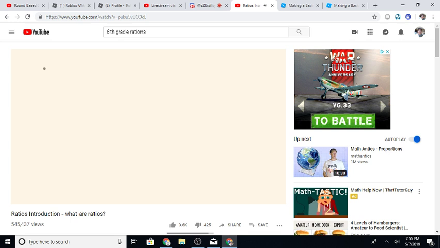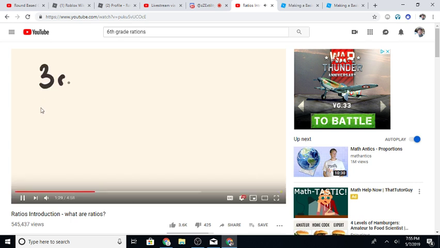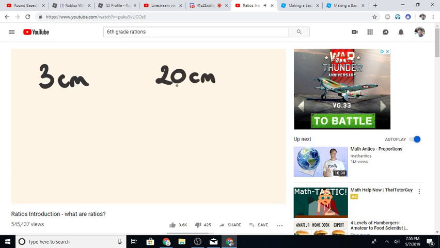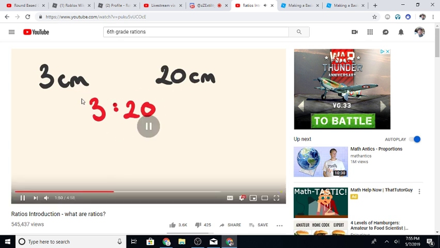Say I wanted to compare 3 centimetres to a measurement of 20 centimetres. You'll notice that these are both in centimetres, and it's fairly simple. We could say that these had a ratio, you guessed it, of 3 is to 20. We don't actually write the units, we just write that it has a ratio of 3 is to 20.